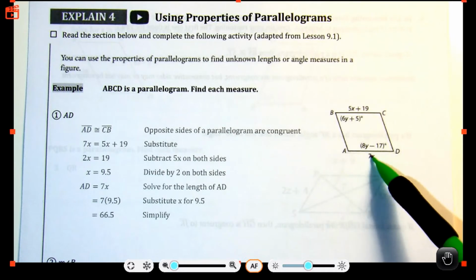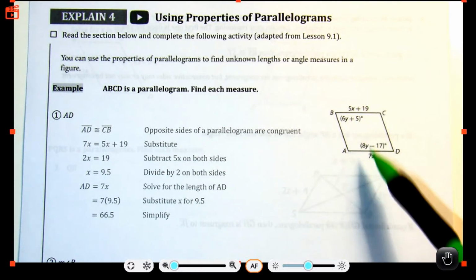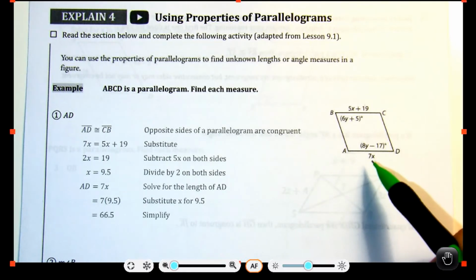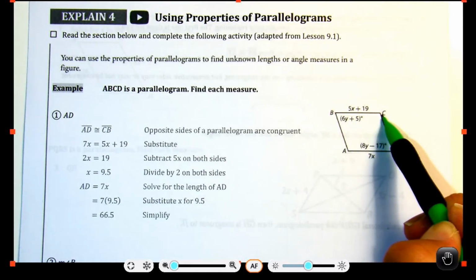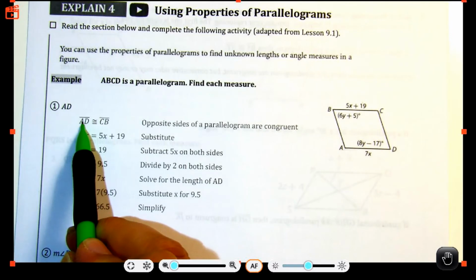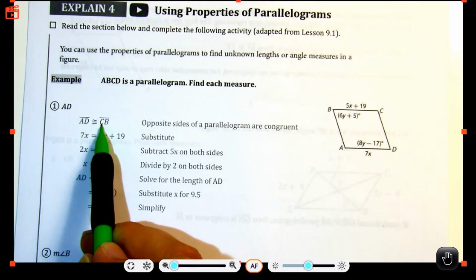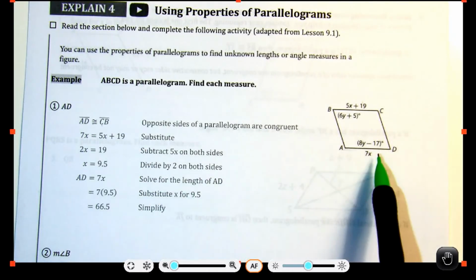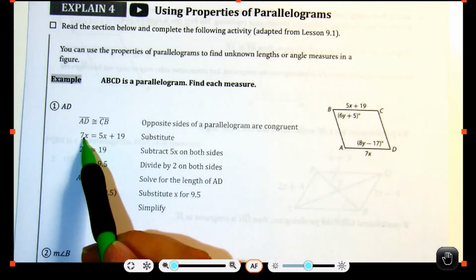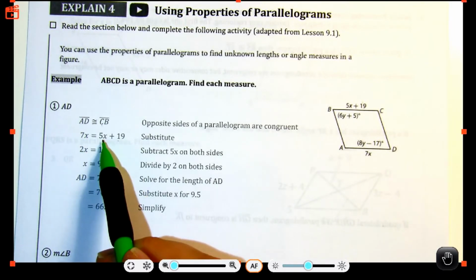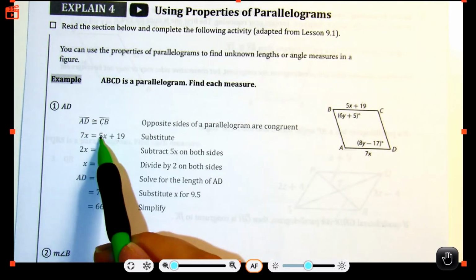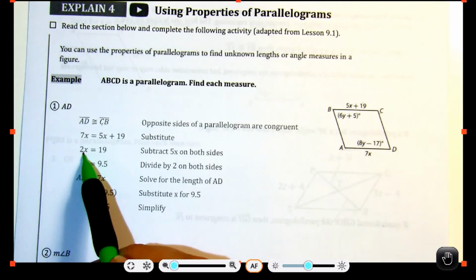So we could create an equation that tells us segment AD is equal to segment BC. So AD equals BC or CB. And then we could substitute what AD and CB are. So we have 7x is equal to 5x plus 19. We could solve for x by moving the 5x to the other side. So they subtracted 5x and got 2x. Then we divide both sides by 2 and we get 9.5.